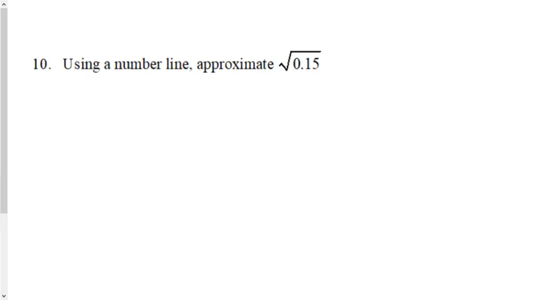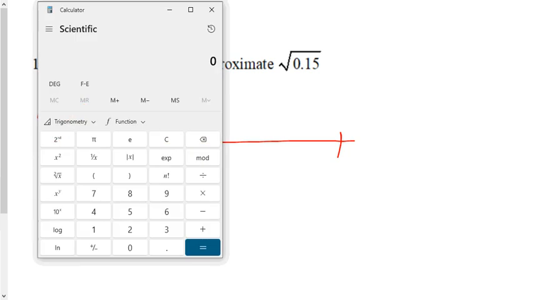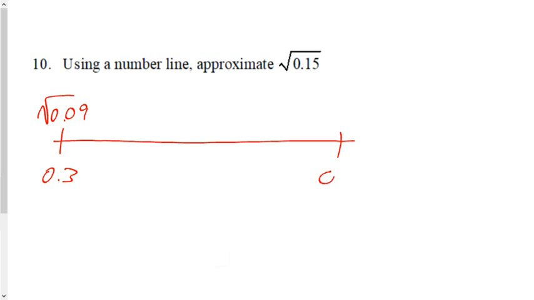Next question is a little bit more difficult, but the exact same idea. Here we have the square root of an irrational number, square root of 0.15. So the square root of 0.09 is 0.3. Because if I think, what's 0.3 times 0.3? 0.3 times 0.3 equals 0.09. That's one end of your benchmark. And 0.4 would be over here, which is the square root of 0.16.